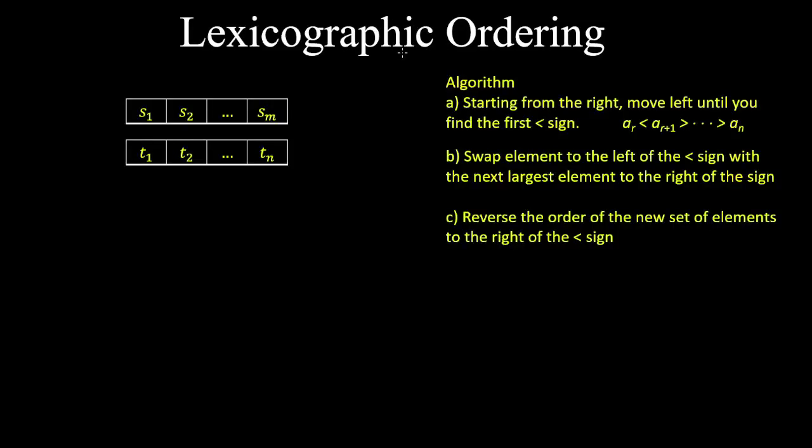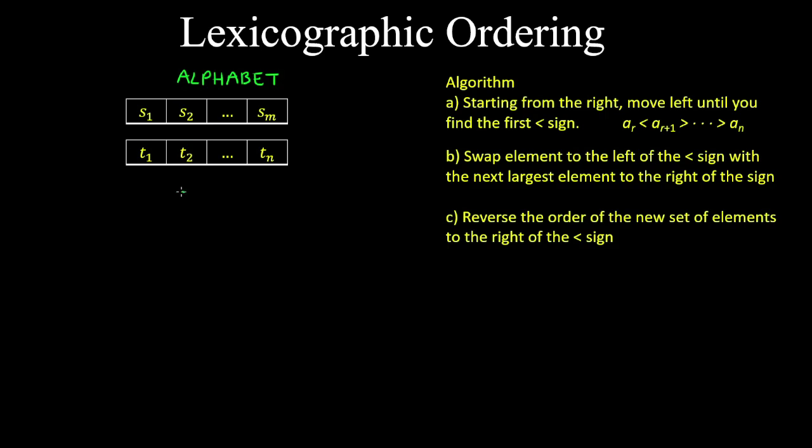Today we'll look at lexicographic ordering, which is one of the applications of permutations and combinations. So considering a word being a finite string of symbols from an ordered set of symbols, being the alphabet, we have the characters in S being indexed from 1 to M, and the characters in a word T being indexed from 1 to N.